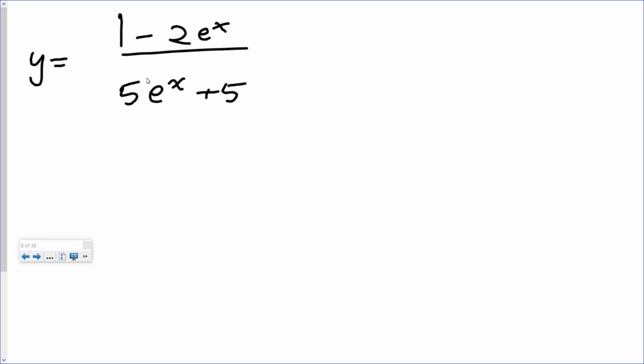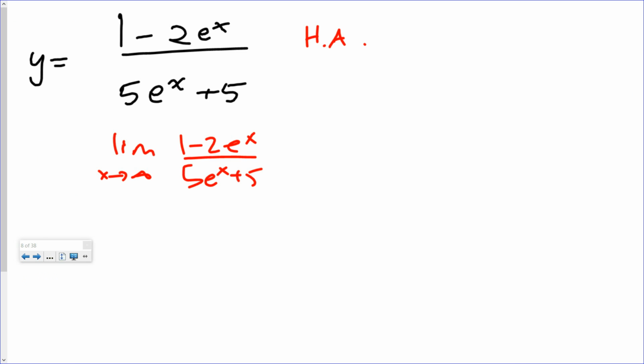Okay, you should be able to look at this and say the horizontal asymptotes are when the limit of (1 minus 2e^x) over (5e^x plus 5), when x goes to... wait, to find HAs, you take the limit both ways. To find VAs, remove the holes, set the bottom to 0. If there are no holes to remove, you just set the bottom to 0.